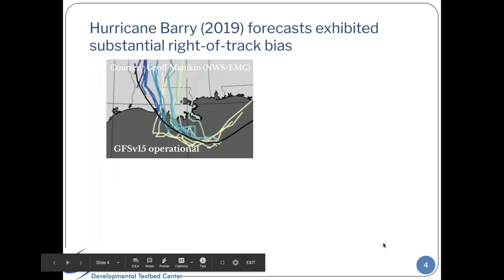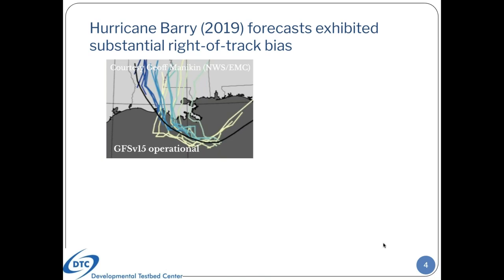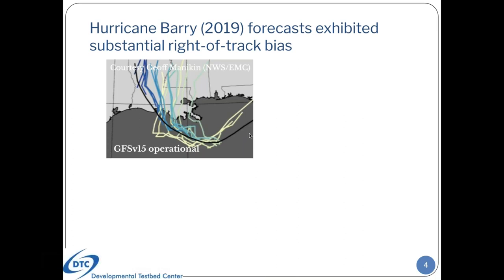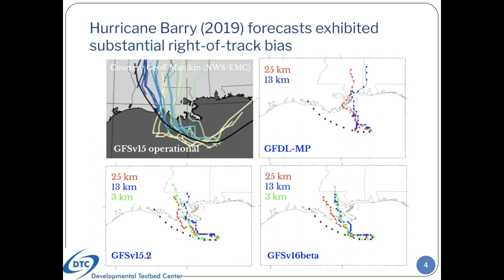So I'll start by showing a few results from the Hurricane Barry case. What you see here is the performance of the operational version 15 GFS, and each of these colored lines represents a single cycle of the deterministic GFS forecast, and you can see that there's a pretty substantial right of track bias. Even though we were running regional simulations with the SRW app, we were pretty readily able to reproduce this right of track behavior that we saw in the global system.